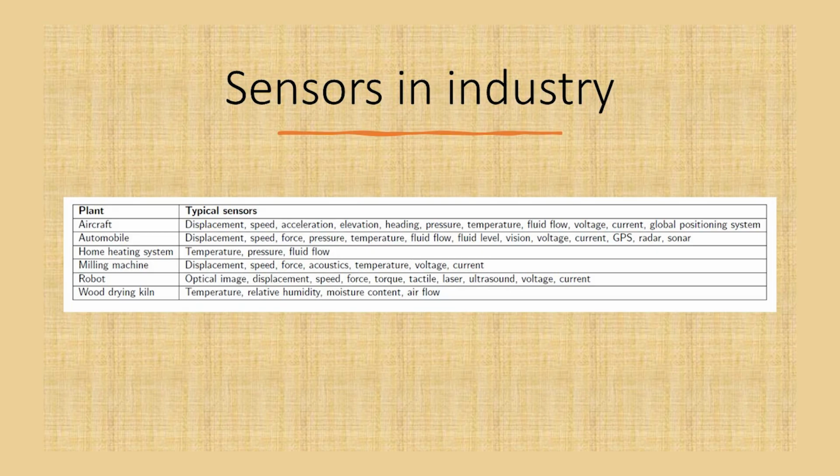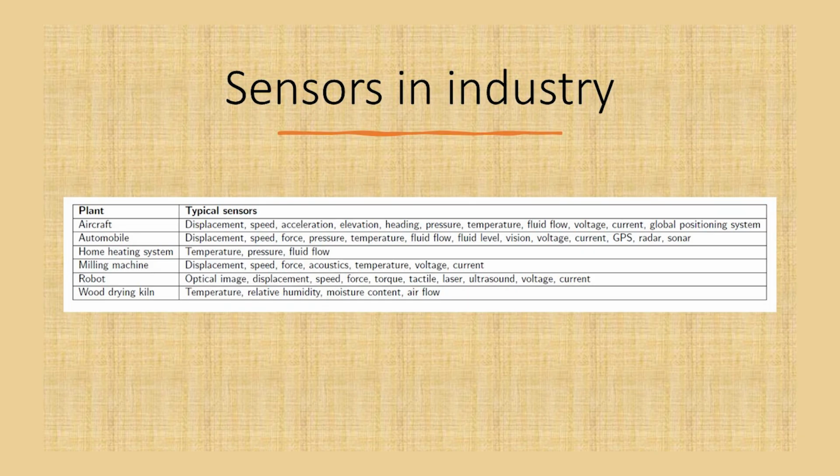What is the pressure? Pressure inside the aircraft, pressure outside. What is the temperature in which the aircraft is passing by? And what is the temperature inside? Fluid flow. That's important because the aircraft is going through turbulence sometimes, so you need to measure the fluid flow around it. And there are lots of different motors, so voltage, current, and also GPS to find out where exactly the aircraft is located.